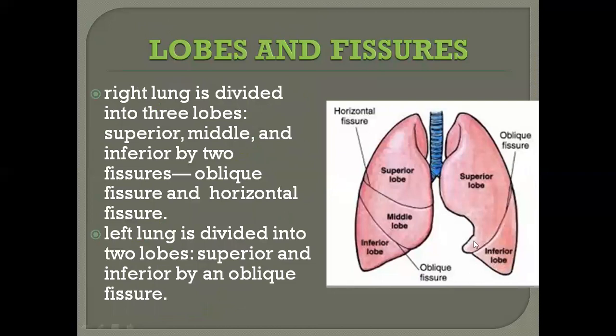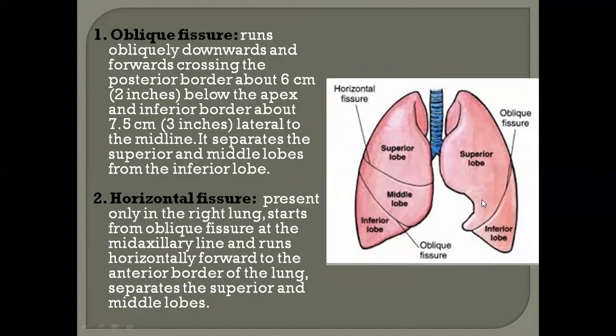So coming to the lobes and fissures, the right lung is divided into 3 lobes by means of 2 fissures. One is the horizontal fissure and the other is the oblique fissure. Left lung is divided into 2 lobes, superior lobe and inferior lobe. The oblique fissure is this one, which runs obliquely downwards and forwards, crossing the posterior border about 6 centimeters below the apex, and the inferior border about 7.5 centimeters lateral to the midline. It separates the superior and middle lobes from the inferior lobe.